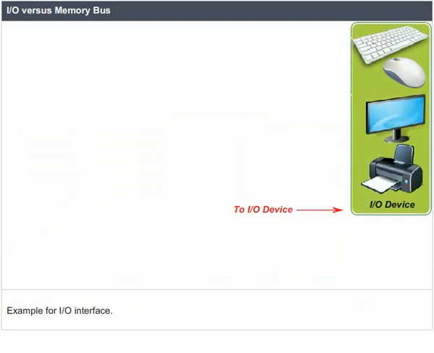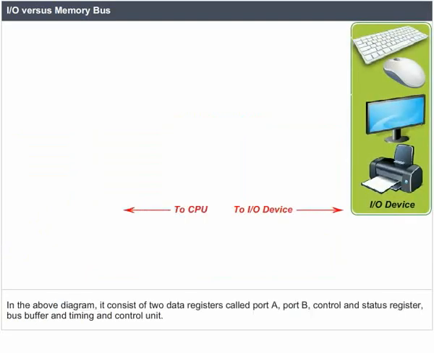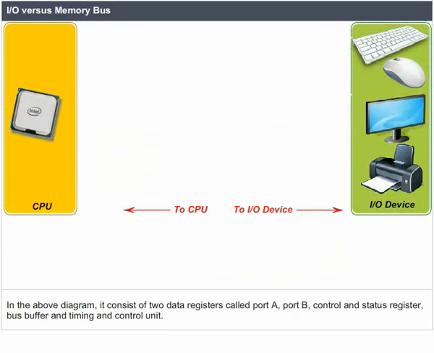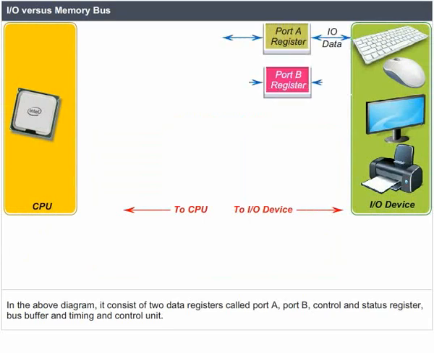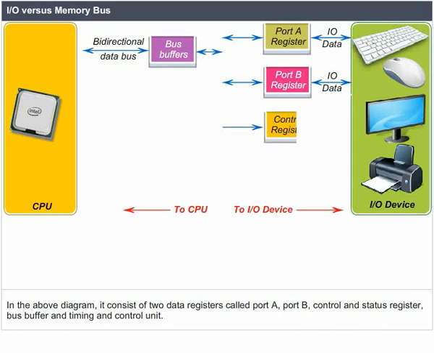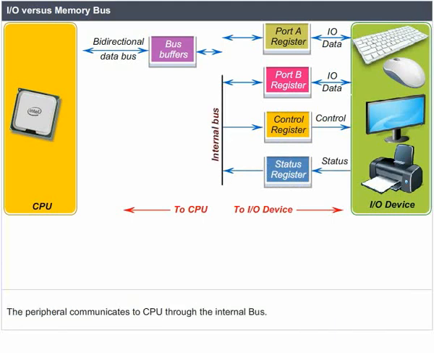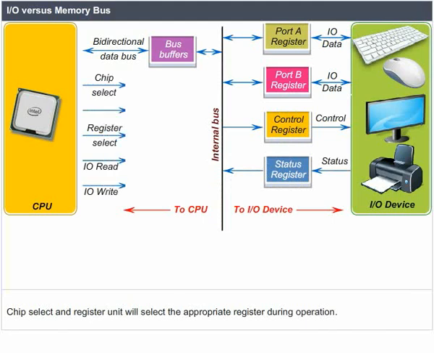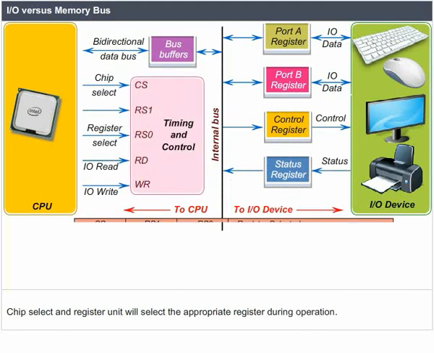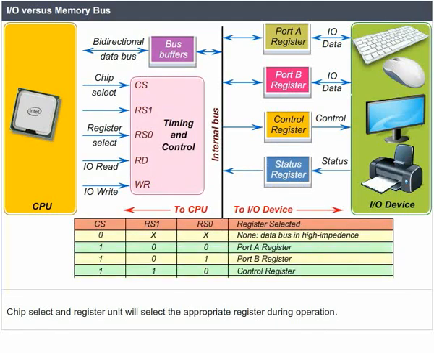Example for I/O interface. In the above diagram, it consists of two data registers called port A and port B, a control and status register, a bus buffer, and a timing and control unit. The peripheral communicates to the CPU through the internal bus. The chip select and register unit will select the appropriate register during operation.